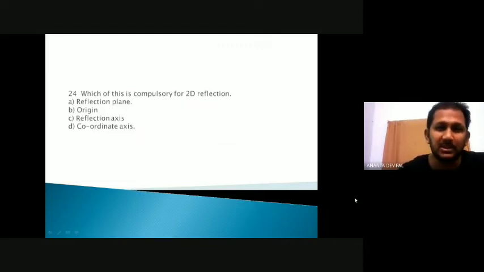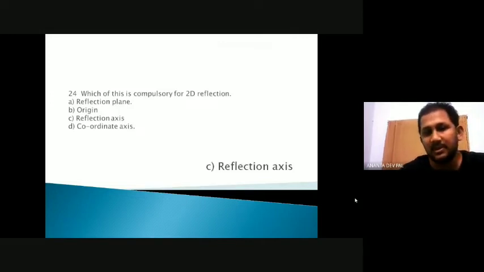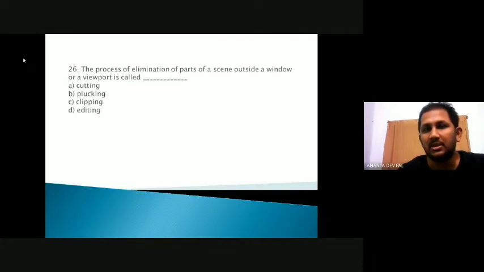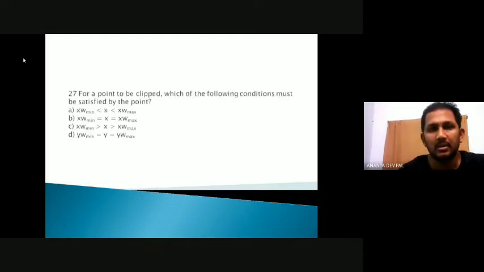Which of these is compulsory for 2D reflection? Definitely the reflection axis is compulsory. The shading is also termed as selection, sorting, scaling, and skewing. The process of elimination of parts of a scene outside a window or viewport is called clipping. For a point to be clipped, the following condition must be satisfied: xw min greater than x and greater than xw max. C.